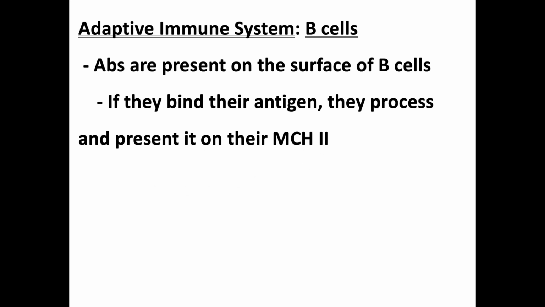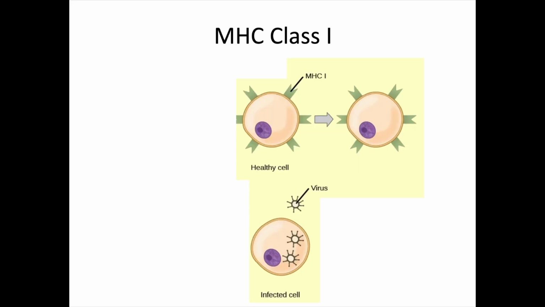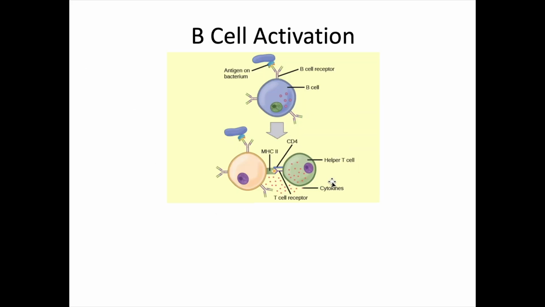Who are they presenting it to? Well, they're not presenting it to natural killer cells. Again, that was an MHC1 kind of thing. They're presenting it to helper T cells. Now, we'll talk about helper T cells a little bit later in the chapter when we talk about T cells. Again, all these different things are sort of interconnected, so it's hard to talk about one without the other, but we'll talk about them more later.